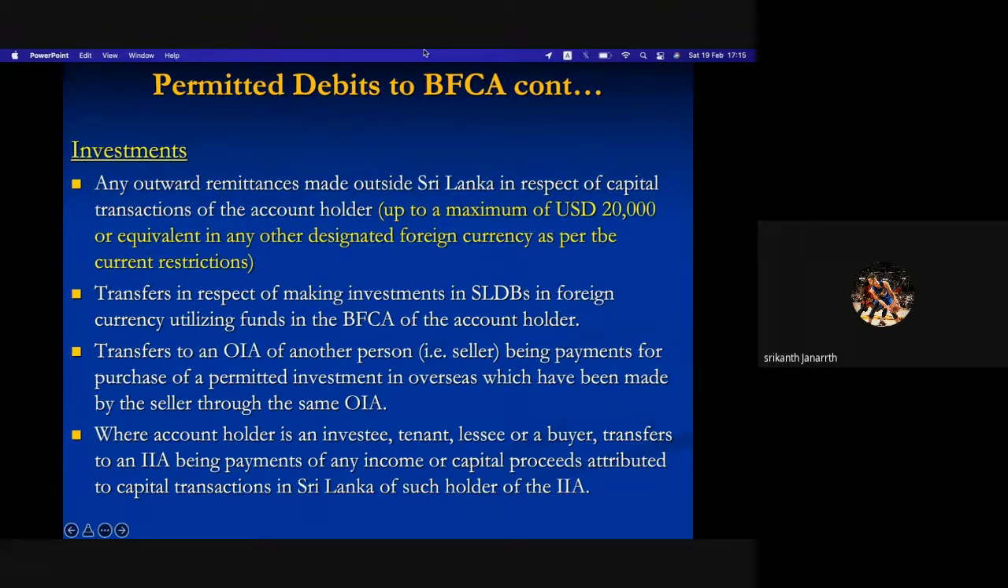The IIA account holder can invest in the BFCA company, in the equity. They can buy shares of the business foreign currency account company, the local company, export company. They issue shares to foreigners, right? The foreigner can buy the local company share.